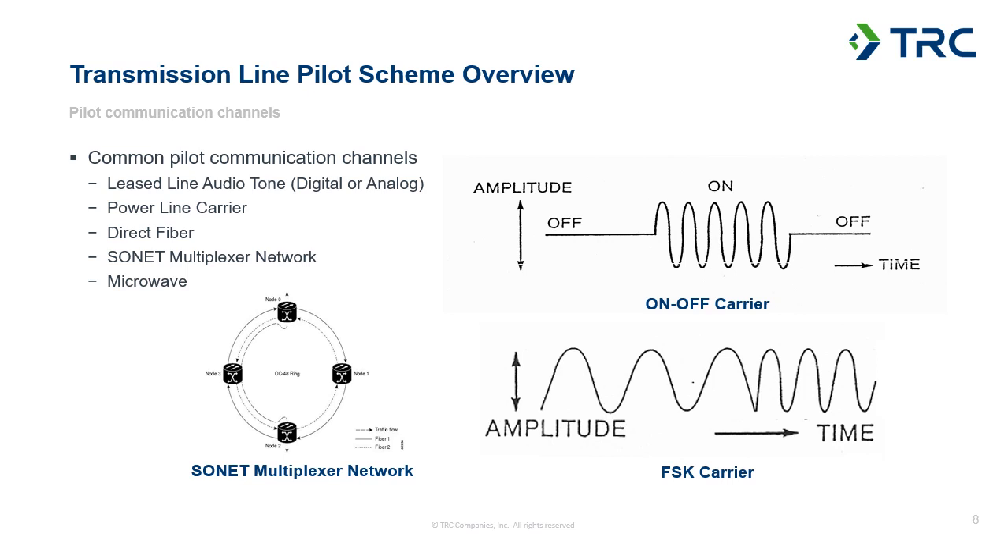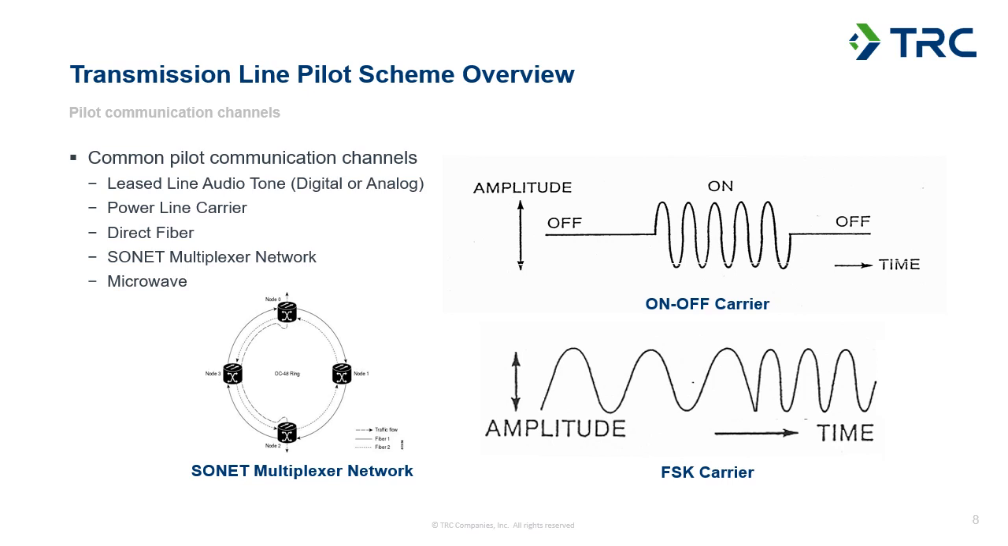Communications requirements get a little bit more complicated when we start talking about line differential and other more advanced types of schemes. But in general, we're able to use some pretty basic communications techniques. Some of the common pilot communications channels is a leased line audio tone. So this would be like a leased phone line. We're seeing that less and less over time. That's been something that utilities have been moving away from as the phone infrastructure has changed from analog to digital technologies over the years.